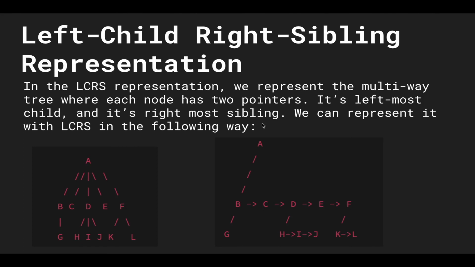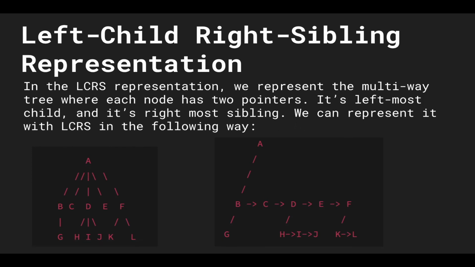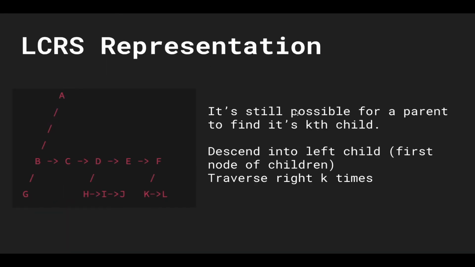In the right picture, we have the left child right sibling representation, where any node only knows about its right sibling and its left child. So A knows about its left child, which is B, and then B will know its right sibling. So B will know C, C will know D, D will have a pointer to E, and E will have a pointer to F. So in one sentence, you can think of it as, instead of storing an array of children, you're storing a linked list of children. It's still possible for a parent to find its kth child. All we have to do is descend into the left child and then traverse right k times. So we're just switching basically from arrays to linked list representations of children.